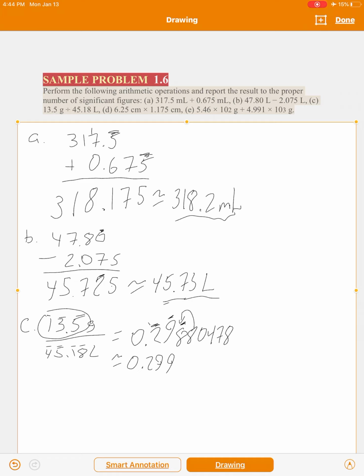Now let's go back to the units. Grams divided by liters. That's mass over volume. We might recognize that as a density calculation. So the density of this substance is 0.299 to 3 significant figures grams per liter. Probably a gas. Let's take a look at D. D says that we're going to take 6.25 centimeters and we're going to multiply that by, I'm going to put it in parentheses instead of using the symbol for multiplication, times 1.175 centimeters.